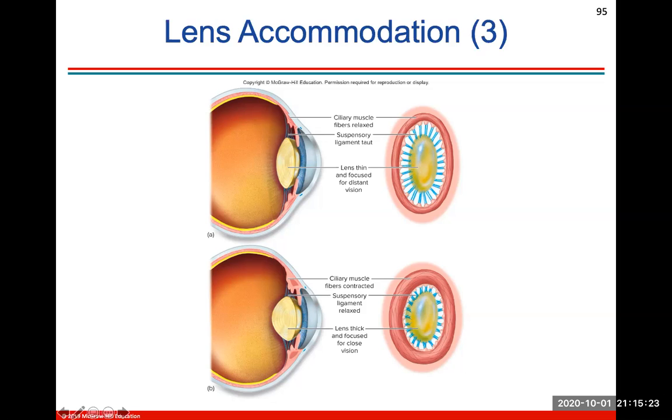The lens accommodation: when the ciliary muscle fibers are relaxed, the suspensory ligament is taut, and the lens is thin and focused for distant vision. And then when the ciliary muscle fibers are contracted, that causes the suspensory ligament to relax, and the lens will be thicker and focused for close-up vision. So I want you guys to understand how all of these relate and how they change during lens accommodation for looking at things at a distance and for looking at things close-up.